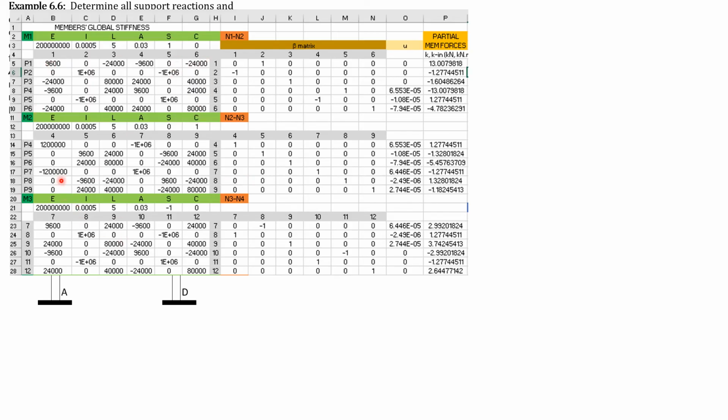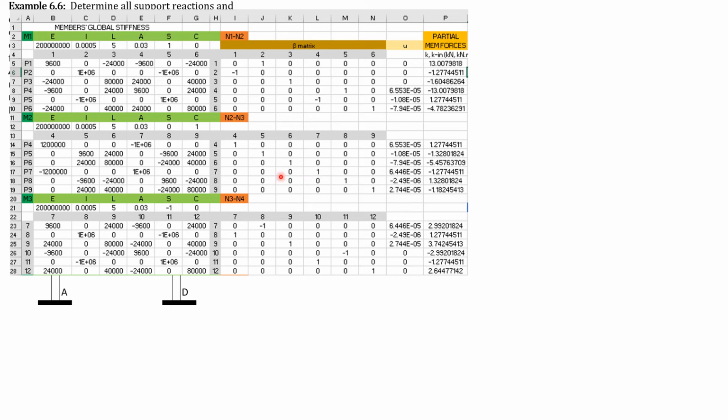Member 2 is the horizontal member. The cosine is 1, the sine is 0, and same E and I, everything is the same. So this will be generated automatically. For node 3 to 4, or member 3, C to D, the cosine is 0, the sine is negative 1, and area and length are the same. So this will be automatically generated.